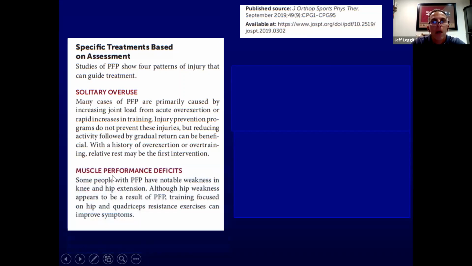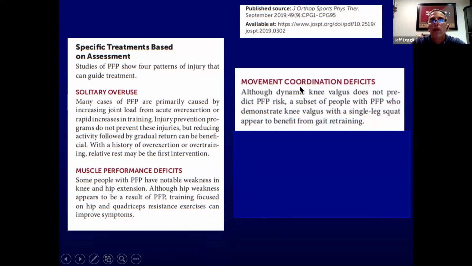Or does your exam show muscle performance deficit? So is there notable weakness in knee and hip extension? In which case, that's what you're going to target treatment for. Or when you have them do some movement, do you see some dynamic abnormalities that need to be fixed? And then you need to work on that. Now, is that movement disorder because they're weak, or they just have a problem that you need to try to work with on the gait analysis? But you would structure your treatment for that.